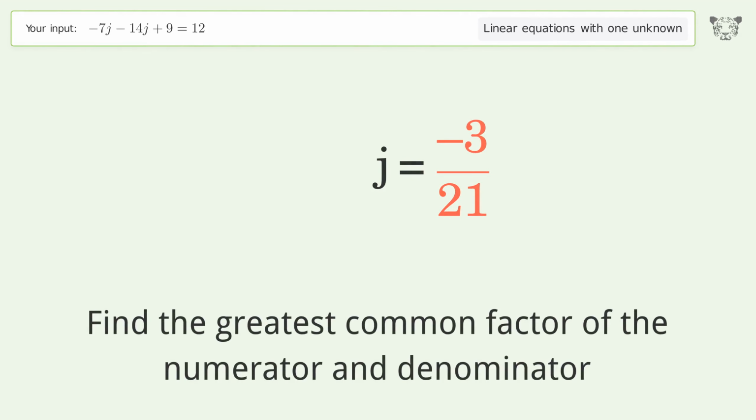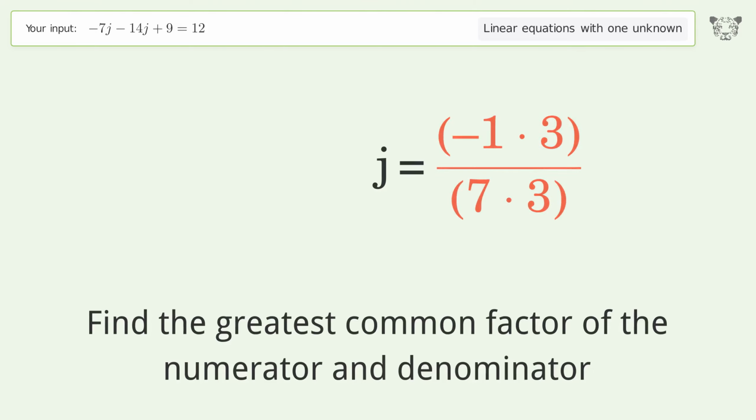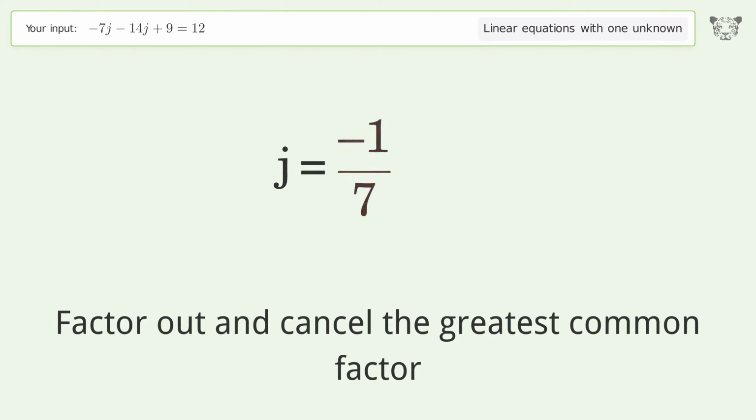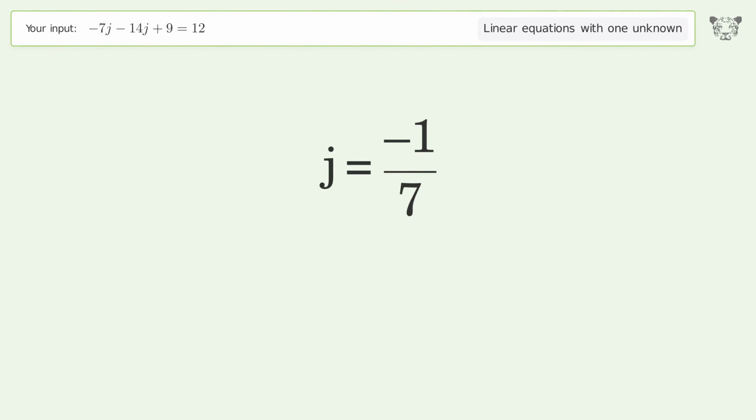Find the greatest common factor of the numerator and denominator. Factor out and cancel the greatest common factor. And so the final result is j equals -1/7.